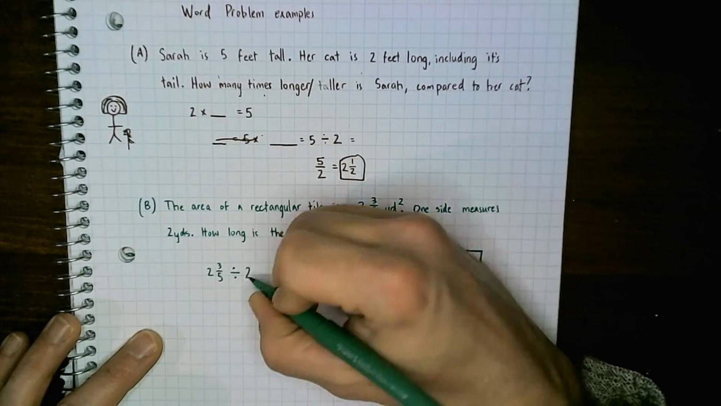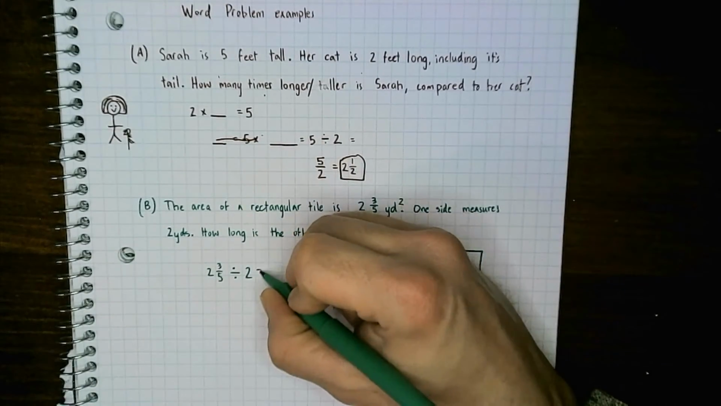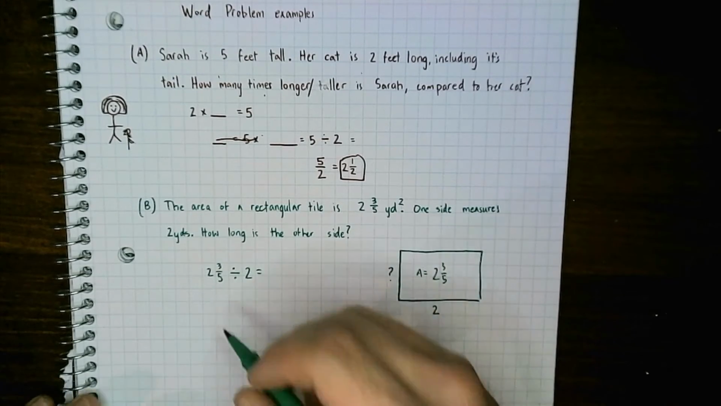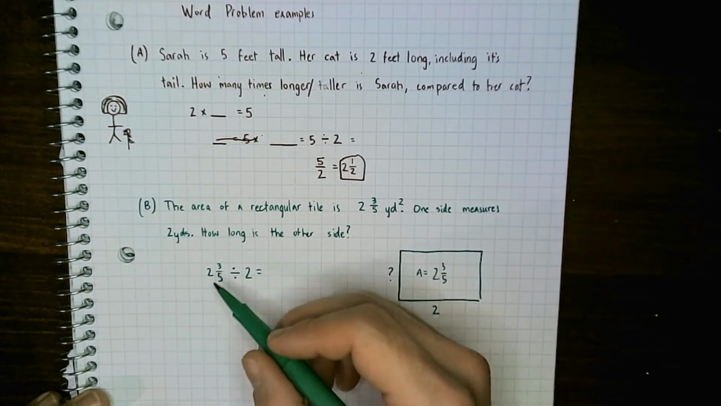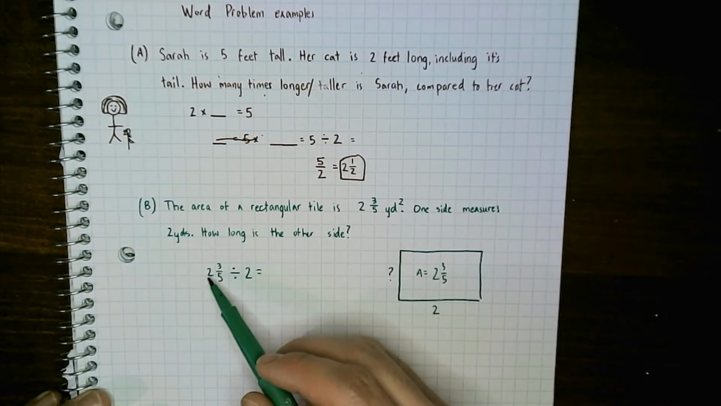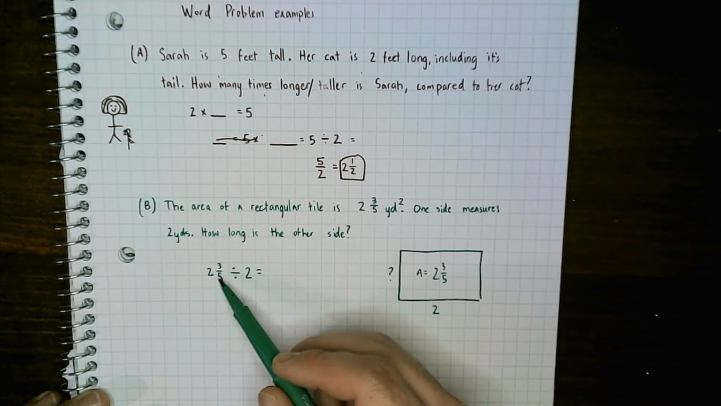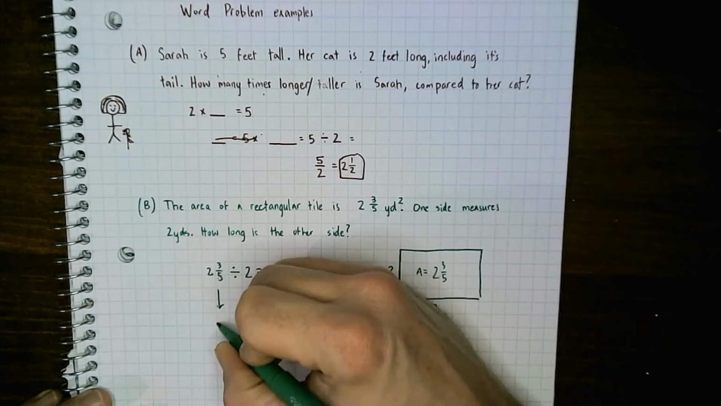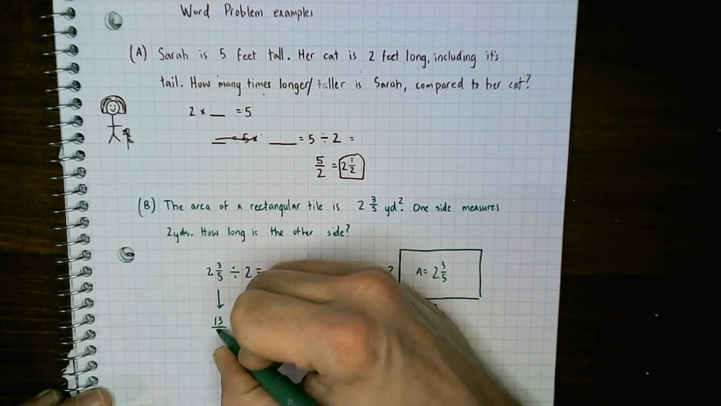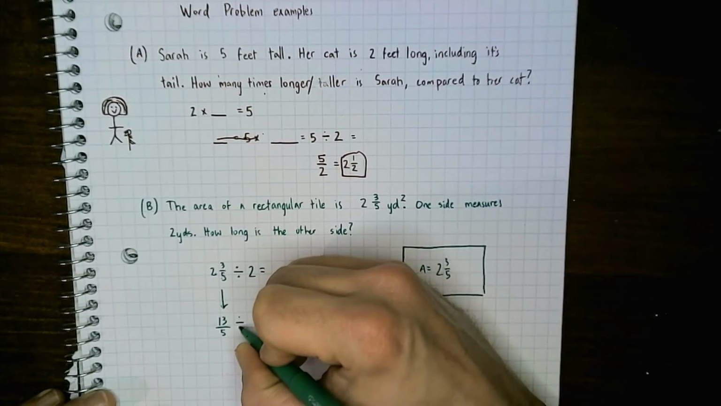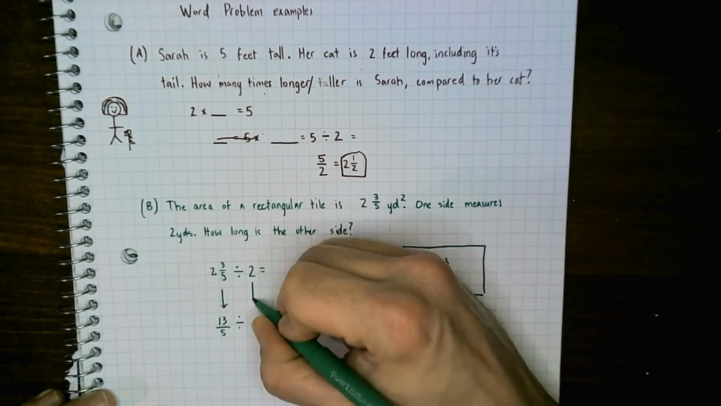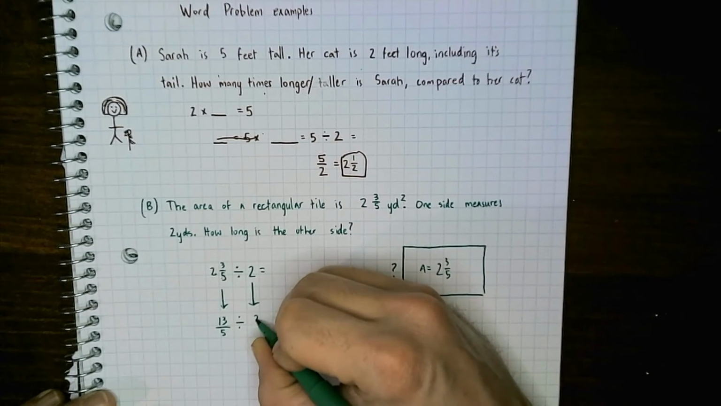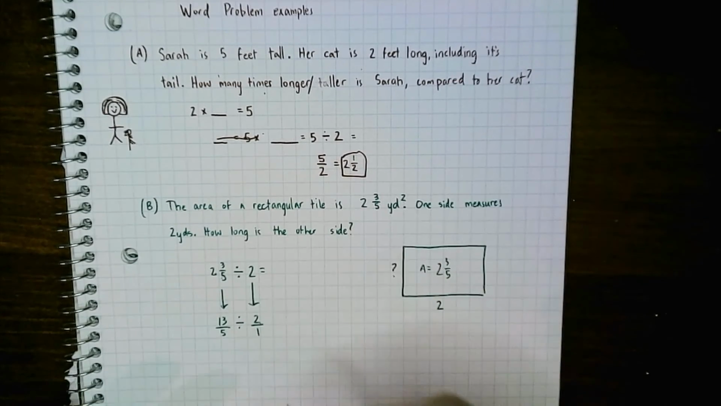All right, now I have a mixed number divided by a whole number, so I need to turn both of these into fractions. To turn a mixed number into an improper fraction, we multiply whole number times denominator, 2 times 5, which is 10, plus 3, 13. So this now becomes 13/5. And to turn this whole number 2 into a fraction, I just put my 1 underneath. Now I'm ready to rock and roll.